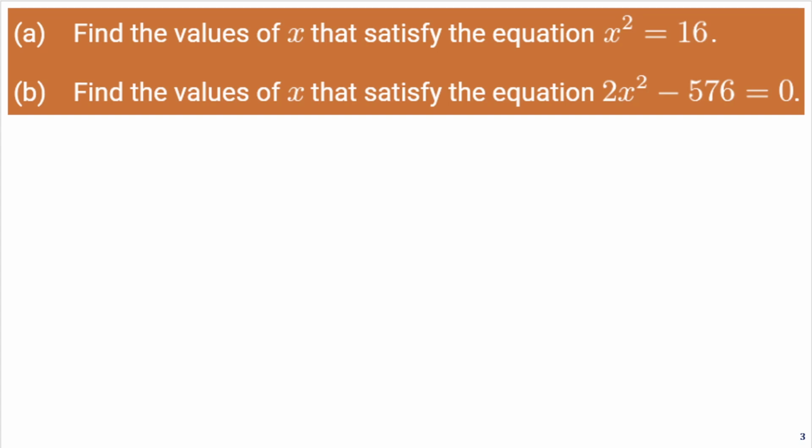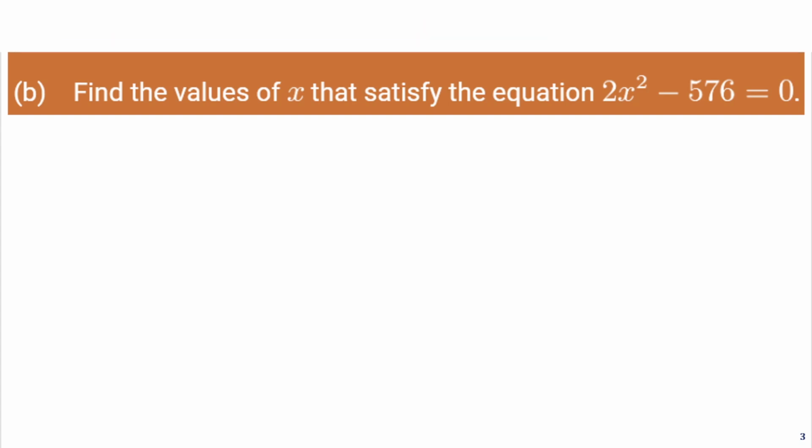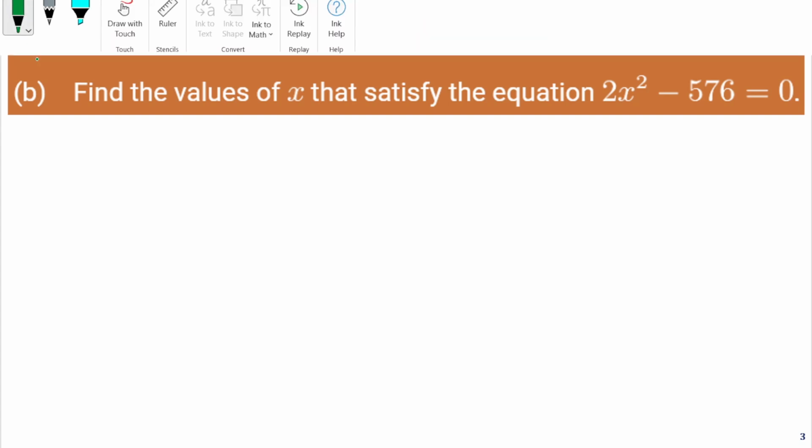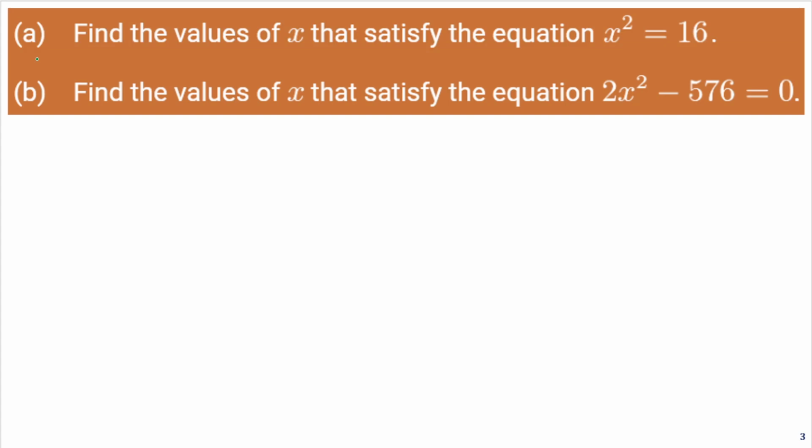Alright, have you finished both of them? Okay, let's have a look at the solution. So in question A, we can isolate x by taking the square root of both sides to get x equals positive 4, right?